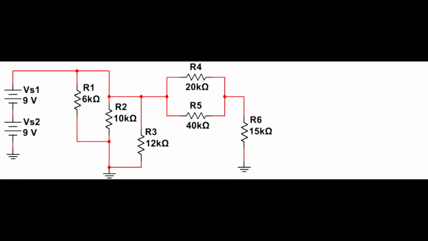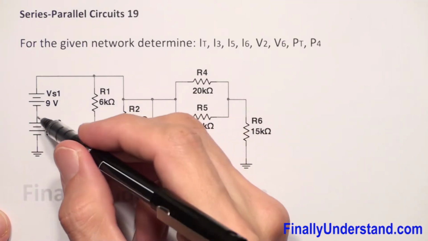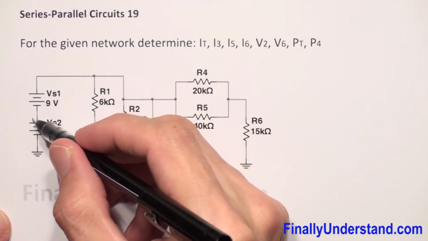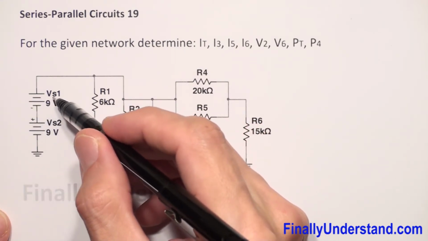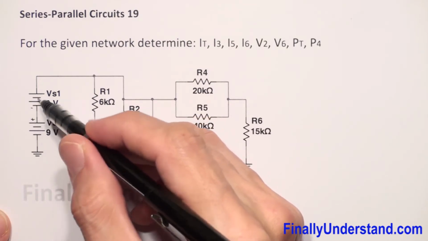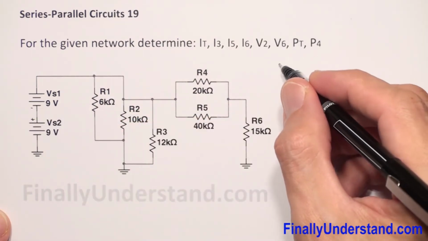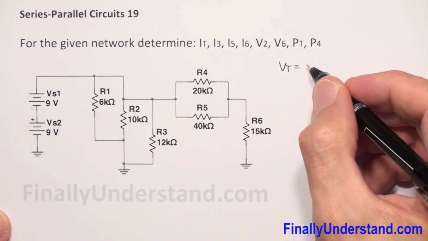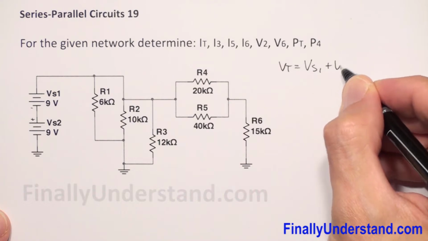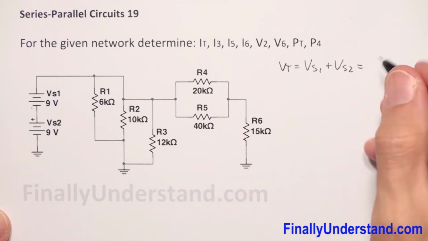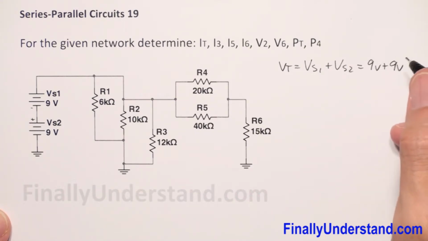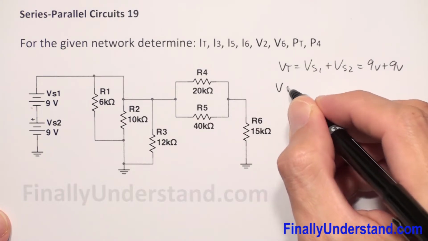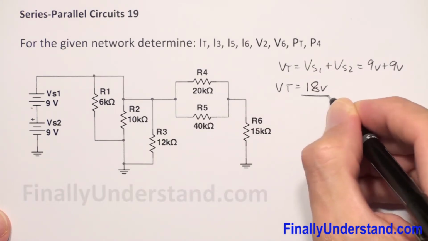Let's take a look at this example. What we're supposed to do first, I would combine these two voltages together, okay? Please notice that the positive terminal of my voltage source 2 is connected to the negative terminal of my voltage source 1. So it means we have to add these two voltages together. So my total voltage V total is equal to voltage source 1 plus voltage source 2. So I have 9 volts plus 9 volts is equal to 18 volts. Okay, so V total is equal to 18 volts.